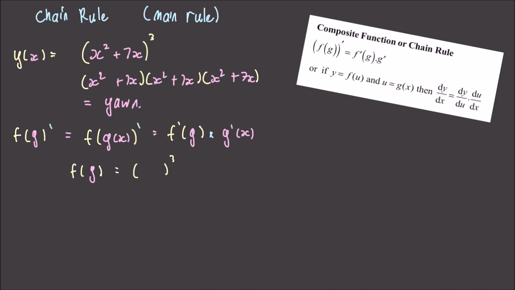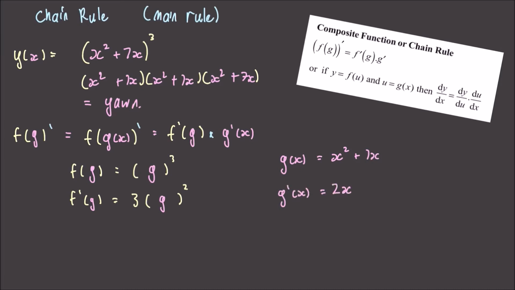So just to differentiate the outside bit, what was f? f is this thing in the middle to the power of 3. So if we differentiate it, the power goes to the front, and the power reduces by 1. g, x² plus 7x, stays the same. Right, we'll do the same thing for g, and its derivative is just 2x plus 7. Now we just have to multiply these together.